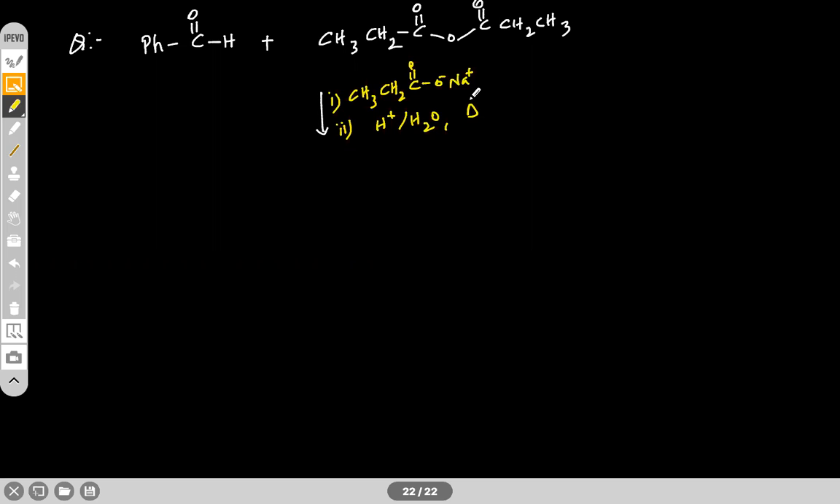You can easily compare this with the previous molecule, the anhydride that we are using, and you can easily write down the product.